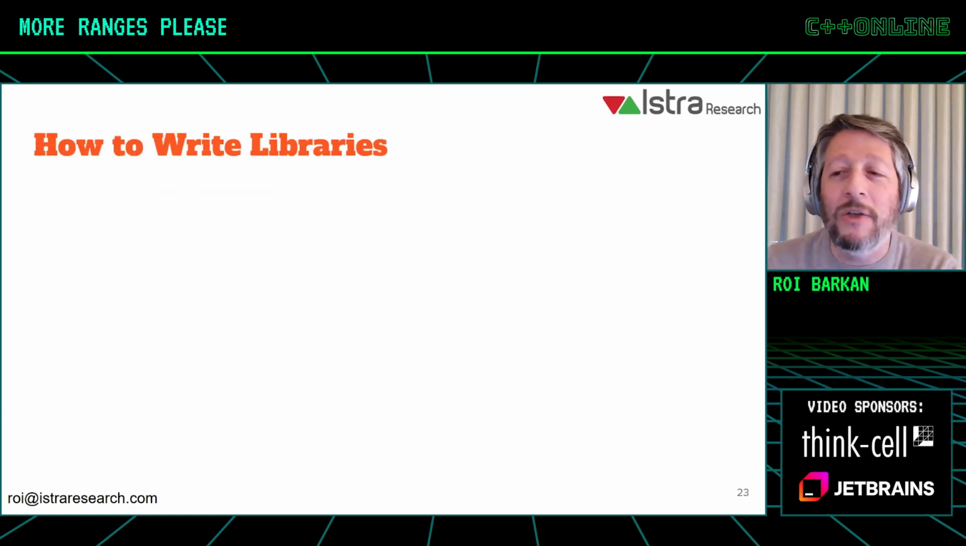So hopefully I convinced you by now that the ranges library is a good one, and that we should also write our own libraries or extend existing ones. In the rest of the talk, I want to try and write my own extensions, or suggest my own extensions, to the ranges library. As we mentioned, more ranges, please. And let's think about how one should approach this task. How should one start writing a new library?